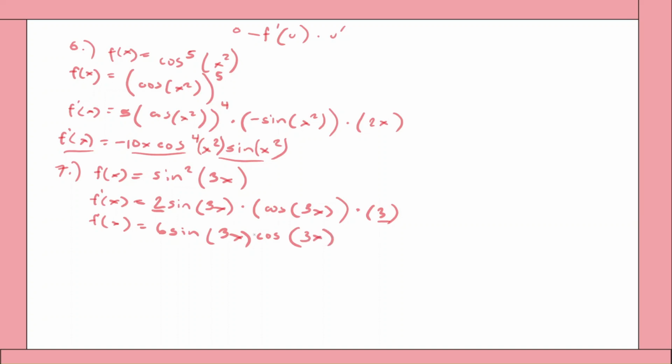And I just want to reiterate here that this whole thing had a first power. But because it's the first power, we don't have to carry it over and put it in the middle. But if it was squared or something, we would put it right in the middle of the angle when we were finished. But this right here is the answer. 6 sine of 3x, cosine of 3x.